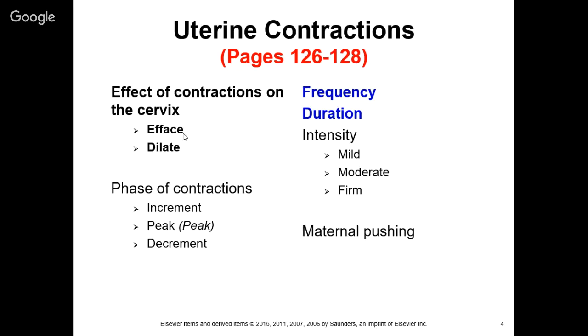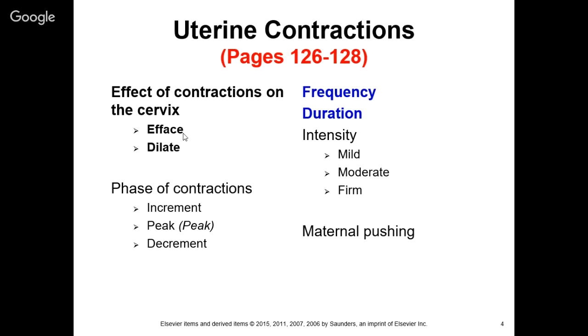Effective contractions on the cervix. So the first part of labor is getting the cervix and the uterus ready. Effacement is when the cervix is thinning out, and dilation is when it is opening up. So uterine contractions, this is what their whole job is: effacement and dilation.